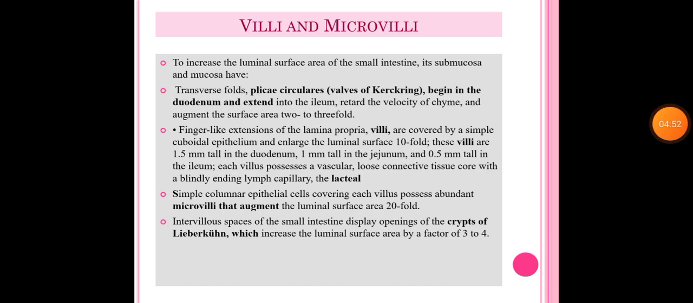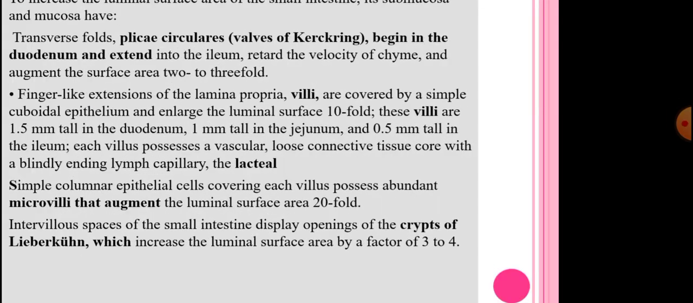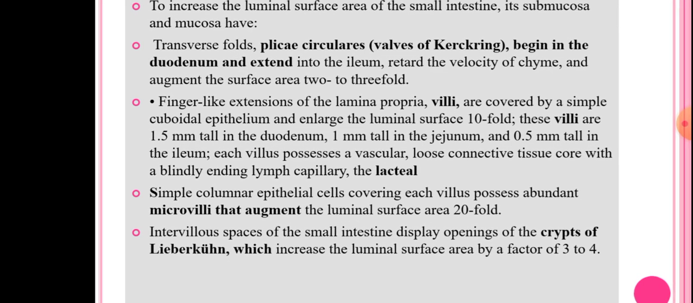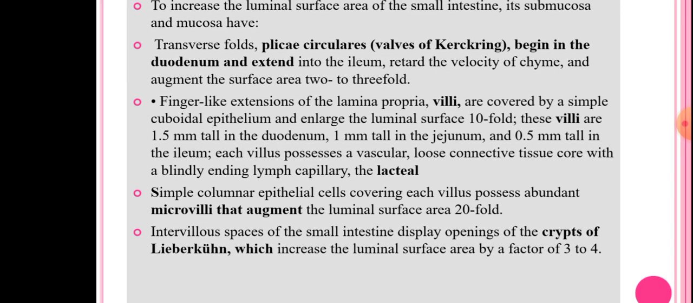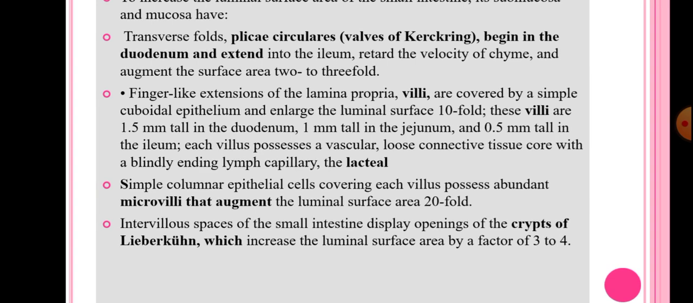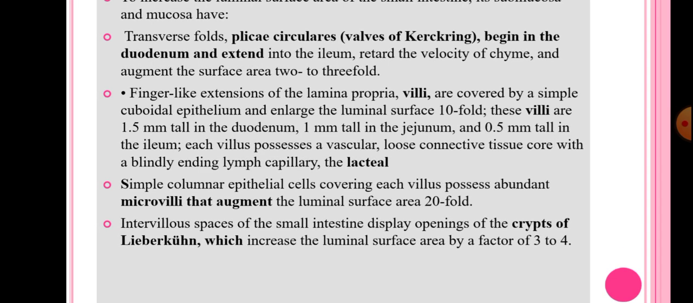So you can see here that the finger-like projections or extensions of the lamina propria and the epithelial lining are called villi, and they are covered by the simple epithelium, which enlarges the luminal surface by 10 folds. These villi have different lengths in different parts of the small intestine. It is around 1.5 millimeters tall in the duodenum, 1 millimeter tall in the jejunum, and a little smaller, having lesser length, in the ileum.